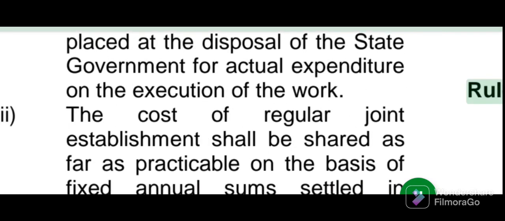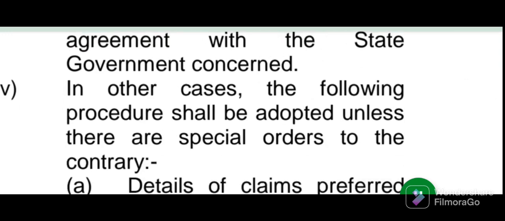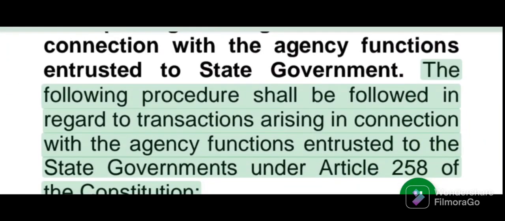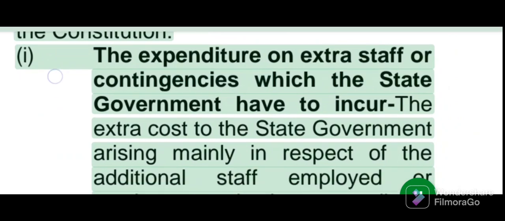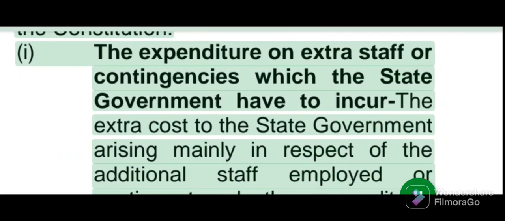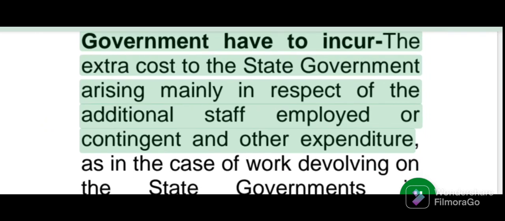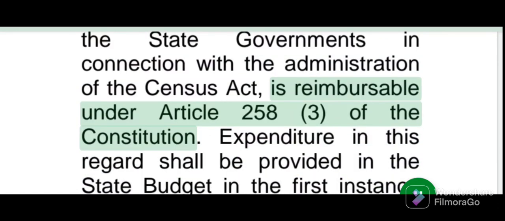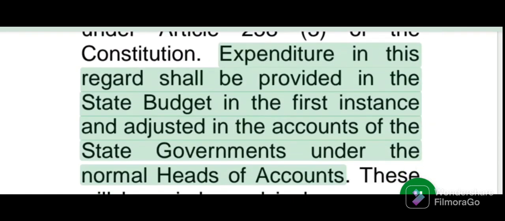Rule 116: Principles governing transactions in connection with the agency functions entrusted to state government. The following procedure shall be followed in regard to transactions arising in connection with the agency functions entrusted to the state governments under Article 258 of the Constitution. The expenditure on extra staff or contingencies which the state government have to incur, the extra cost to the state government arising mainly in respect of the additional staff employed or contingent and other expenditure, as in the case of work devolving on the state governments in connection with the administration of the Census Act, is reimbursable under Article 258(3) of the Constitution. Expenditure in this regard shall be provided in the state budget in the first instance and adjusted in the accounts of the state governments under the normal heads of accounts.